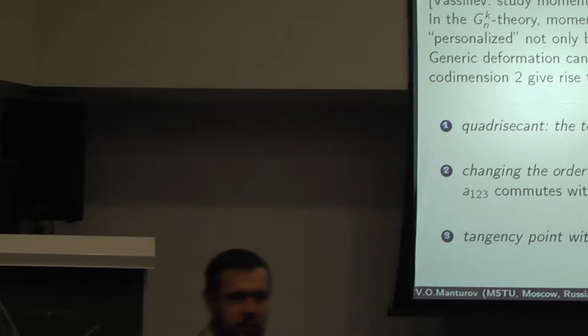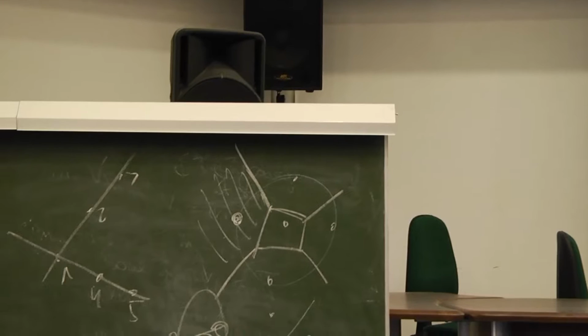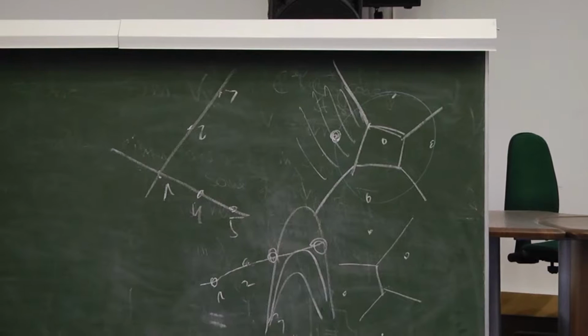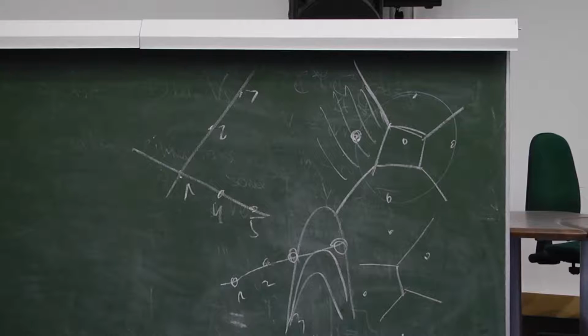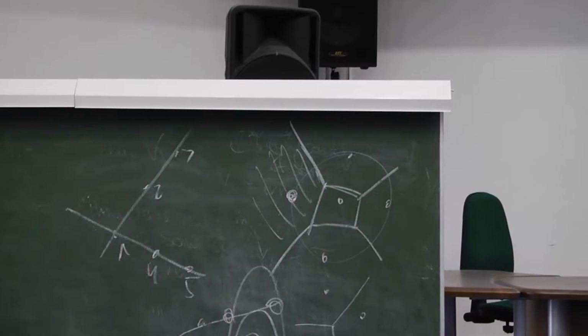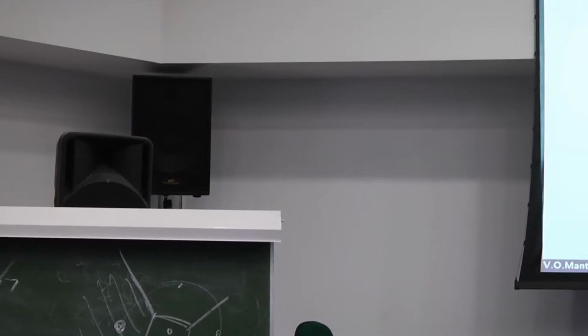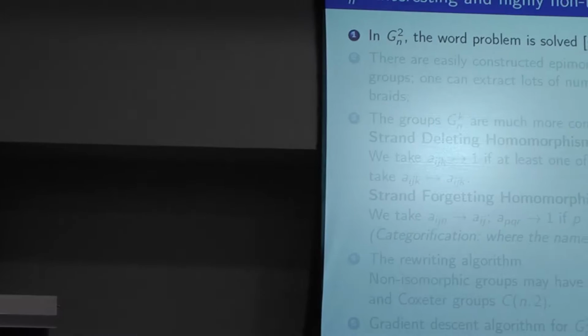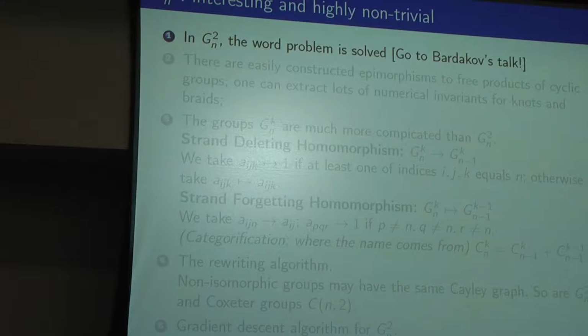So this is where the relations come from, and automatically we get a map from the pure braid group to this group GN3 and also to GN4. Why pure? Well, because I don't want to mix up all indices. My indices are personal, and I don't want to care about the permutations. Well, pure braids are almost all braids, up to the permutation group. So I would like to say that these groups are very interesting and highly non-trivial. We will soon see that GN2 are already very non-trivial, and the word problem is solved, and the conjugacy problem is also solved.